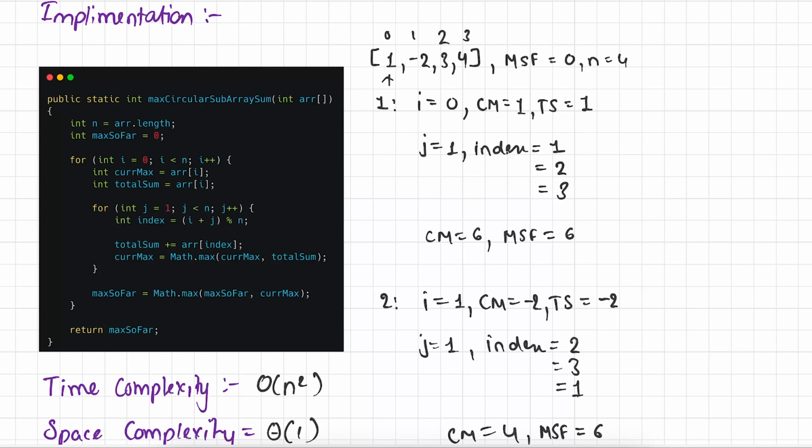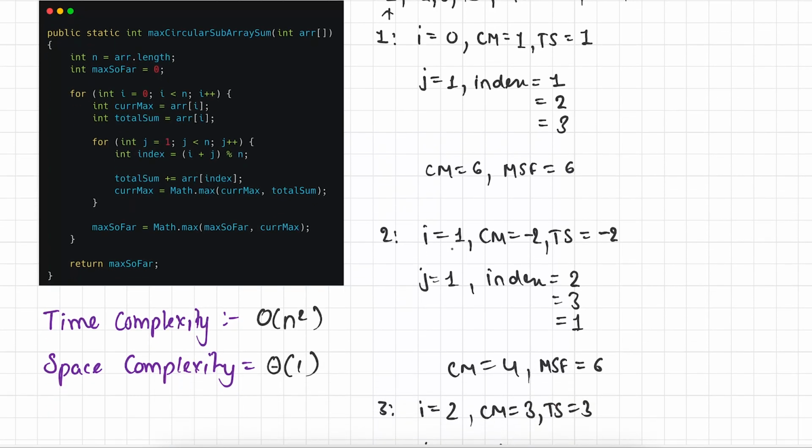It's going to add the value present at index 1, that is minus 2. So 1 minus 2 is going to be minus 1. Then it's going to add 3 to it. Minus 1 plus 3 is equal to 2, and 2 plus 4 is equal to 6. So we get the current maximum as 6. After the loop is completed, we compare the current maximum with the maximum so far and we find a new maximum. So we update the maximum so far to 6.